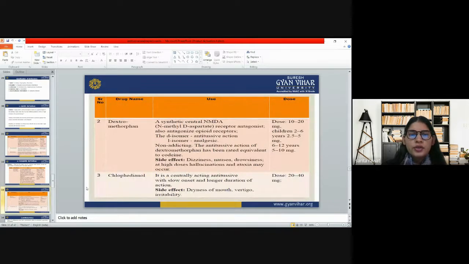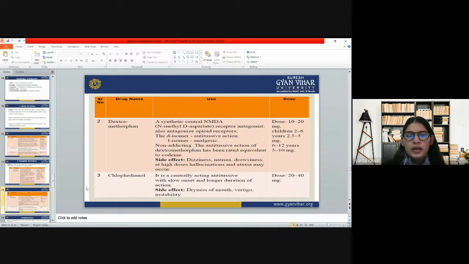Then we have dextromethorphan. Dextromethorphan is a non-opioid, a systemic central N-methyl-D-aspartate receptor antagonist. It also antagonizes opioid receptors. The side effects are dizziness, nausea, drowsiness, and when taken in higher doses, it can cause hallucination, and it can also cause ataxia. The dosing of dextromethorphan is 10 to 20 mg and varies in children.